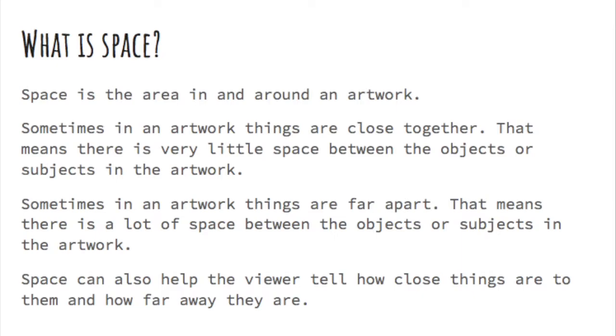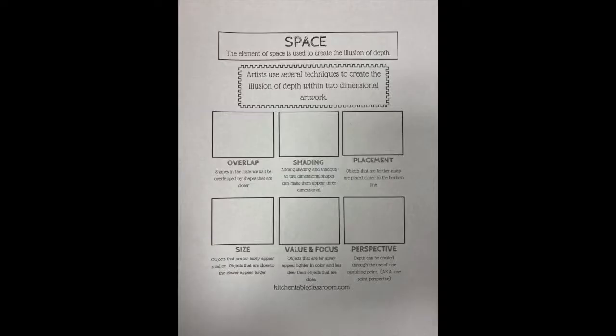Sometimes in an artwork, things are close together. That means there is very little space between the objects or subjects in the artwork. And sometimes in an artwork, things are far apart. That means there is a lot of space between the objects or subjects in the artwork. Space can also help the viewer, which is us, tell how close things are to them and how far away they are.